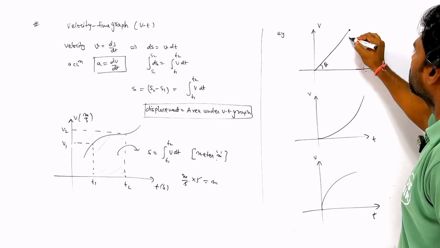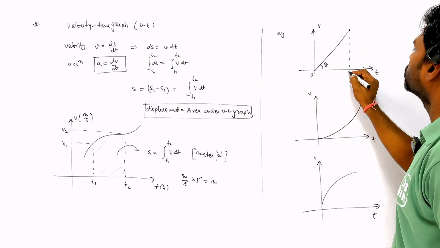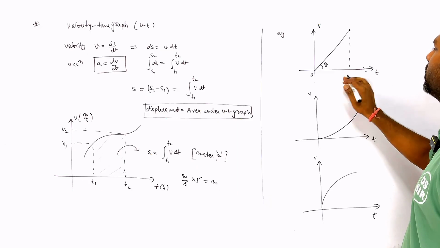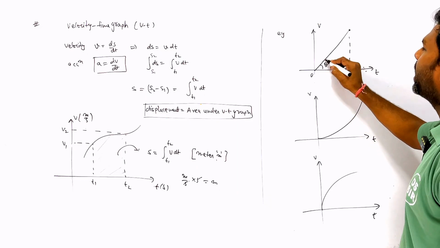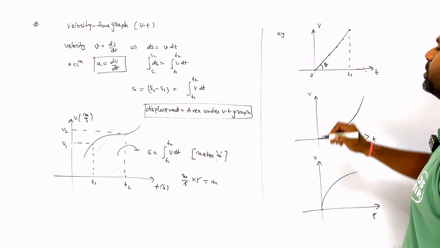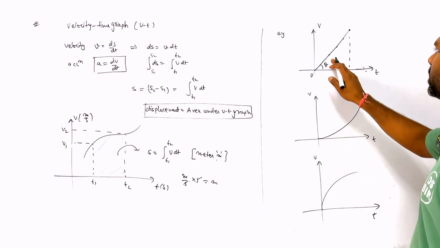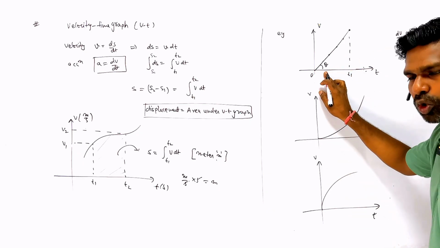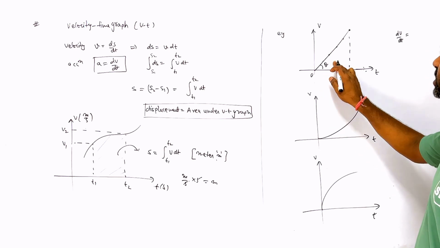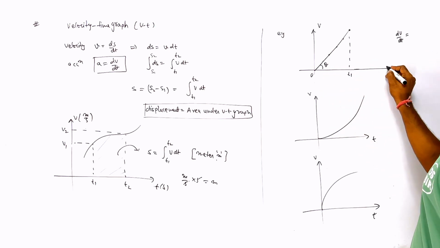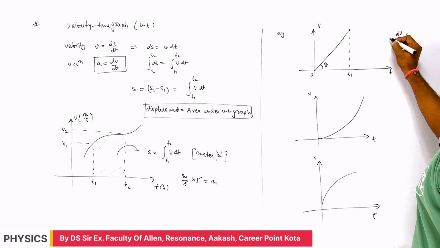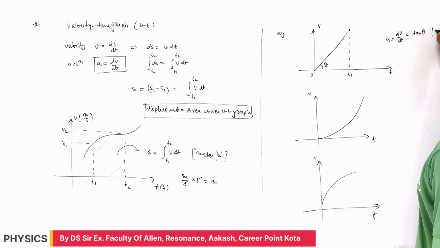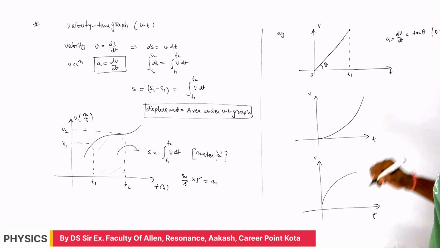If you consider the particle from 0 to t1, one straight line from 0 to t1, therefore at every point the slope is the same, right? dv upon dt. What is dv upon dt? Here the slope is positive, right, because the angle is less than 90 degree, and if it is positive, the acceleration is what? dv upon dt is equal to tan theta, from 0 to t1.